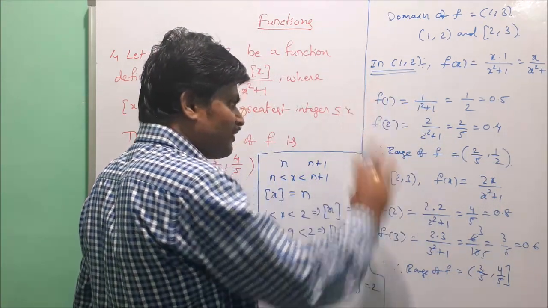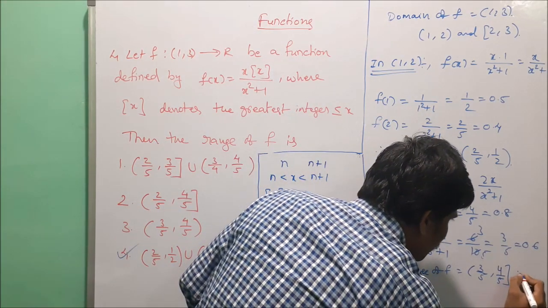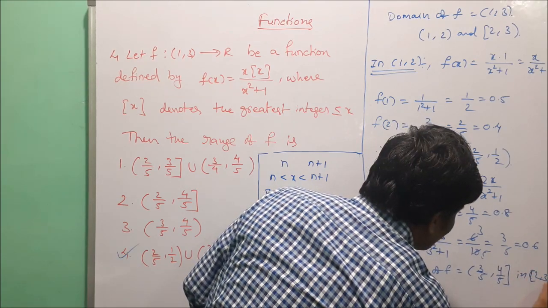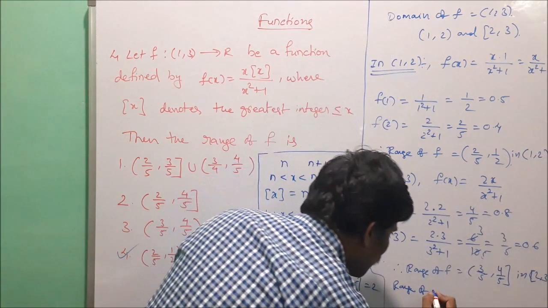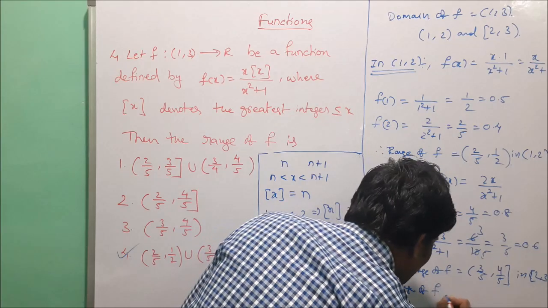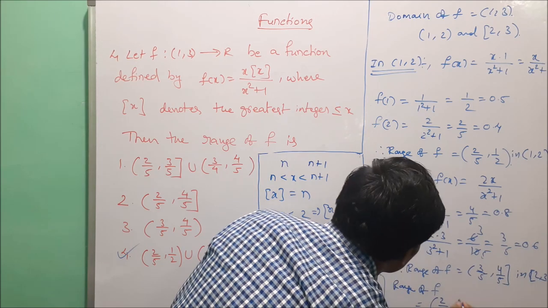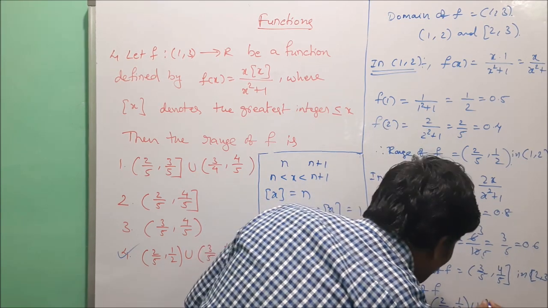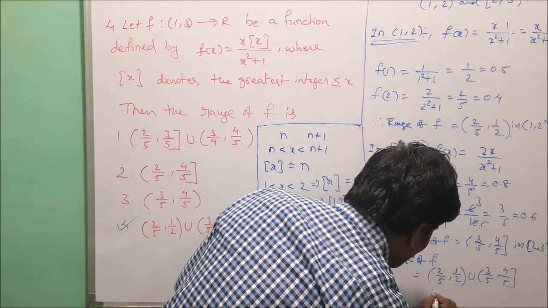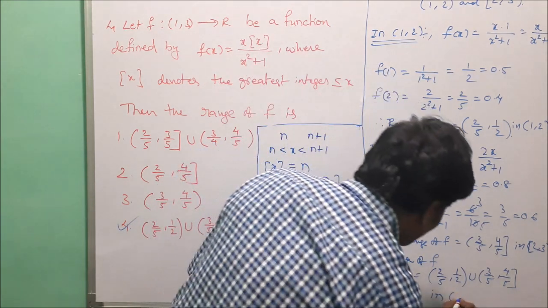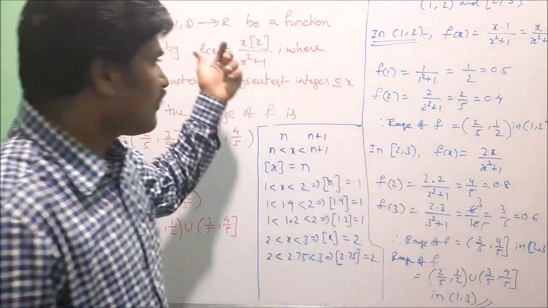Now in both intervals, the total range of the given function: this is in 1 comma 2, and this is in 2 comma 3. The range of f equals the open interval 2 by 5 to 1 by 2, union open 3 by 5 to closed 4 by 5, in the total interval 1 to 3. So this is the range of the function in the given problem.